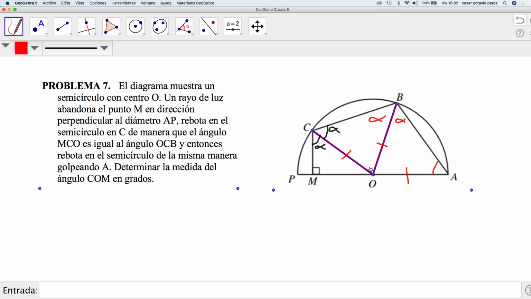Because we have an isosceles triangle. This must be equal to this. And this is alpha, and this is also alpha. And we know that this figure has 1, 2, 3, 4 sides. It's a quadrilateral. So 90 plus 4 alpha will be 360.